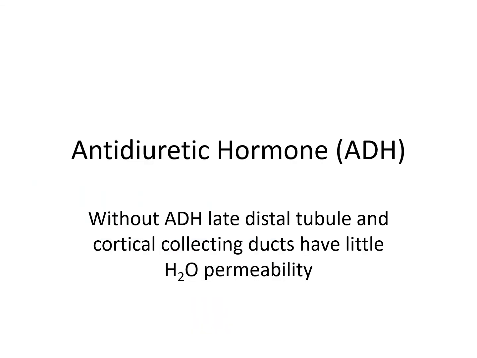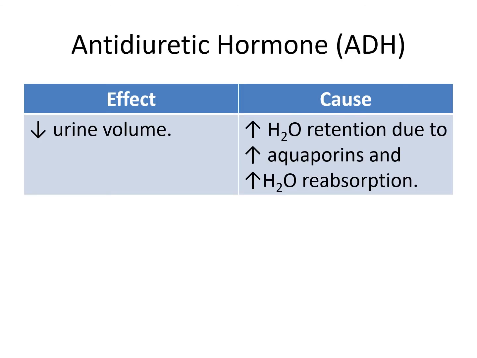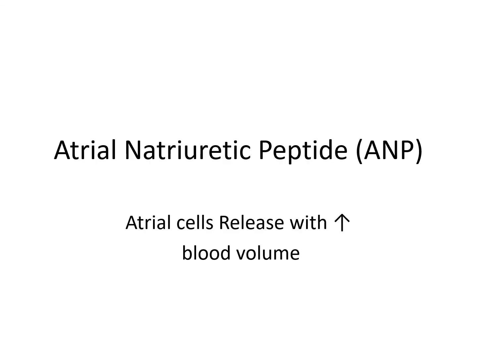The antidiuretic hormone. Without ADH, the late distal tubule and cortical collecting ducts have little water permeability. Okay, so its effect is to decrease urine volume, antidiuretic hormone. So it's going to decrease urine volume. It's caused by an increase in water retention due to an increase in aquaporins and an increase in water reabsorption. So it will increase the number of aquaporin molecules.